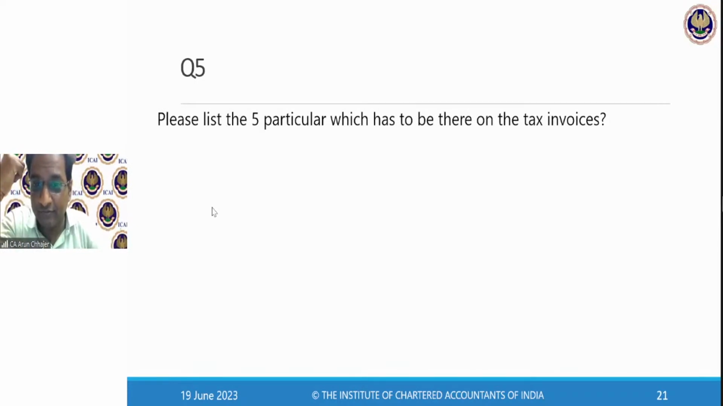आंसर कम लोगों से आ रहा है, ऐसा क्यों? I'm getting the reply from very few participants. There is no option. You have to dictate. This is not MCQ. You have to give the answer, you have to write that answer. The 5 particulars which have to be there on the tax invoice, without which we cannot take the ITC.